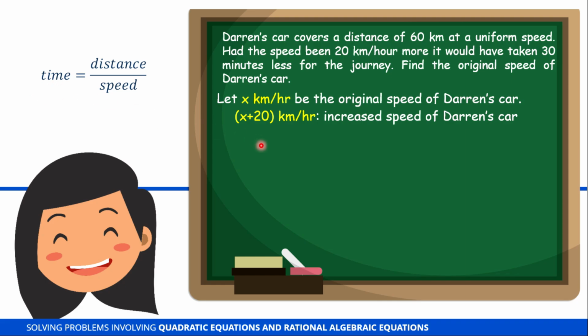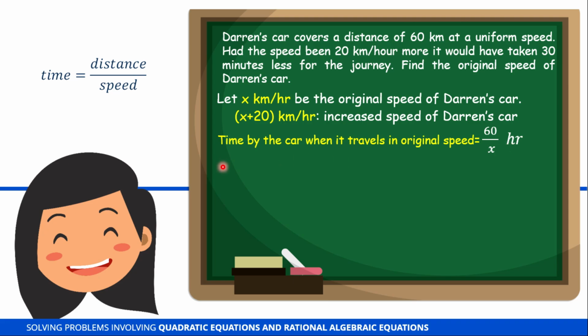So, yung time gamit yung original speed of Darren's car is equal to, ano ba yung distance natin sa ating problem? We have 60 kilometers. So, 60 yung ilalagay natin sa numerator over, ano ba yung speed? Okay? Ang speed, original speed is x. So, ang unit natin dito sa ating time is hour, yung ating gagamitin.